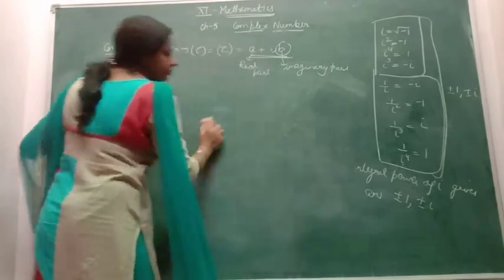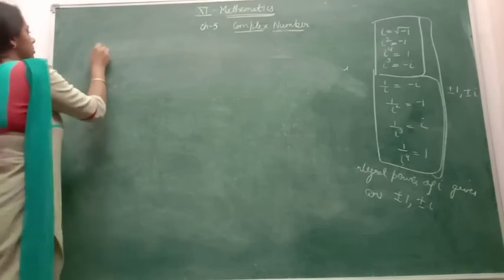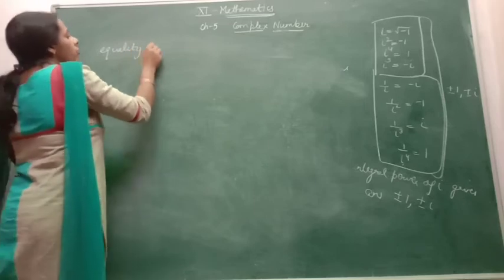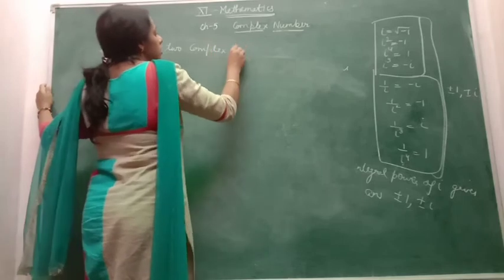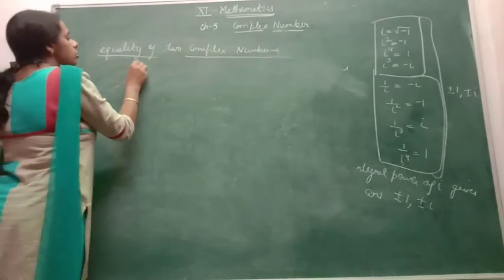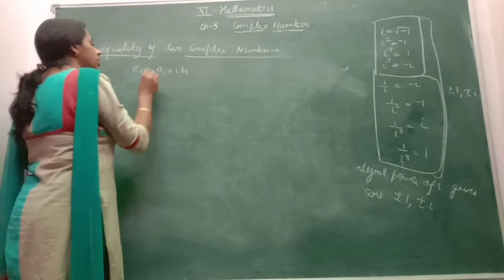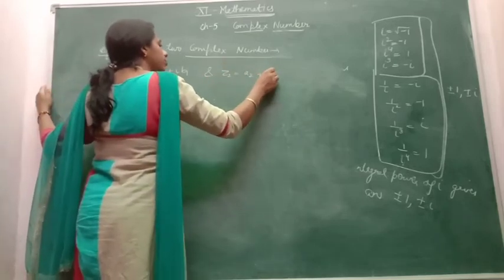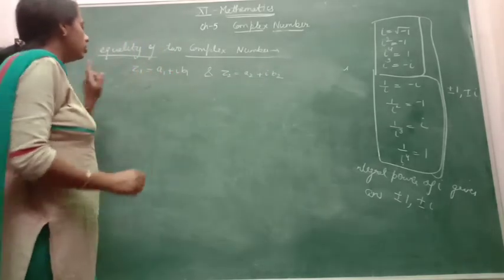Equality of two complex numbers. Suppose you have the two complex numbers Z1, that is A1 plus iota B1, and the Z2, that is A2 plus iota B2. A1 is the real part of Z1 and B1 is the imaginary part of Z1.